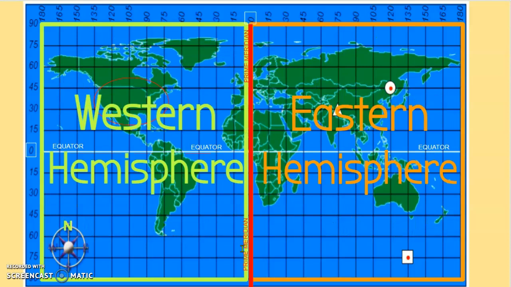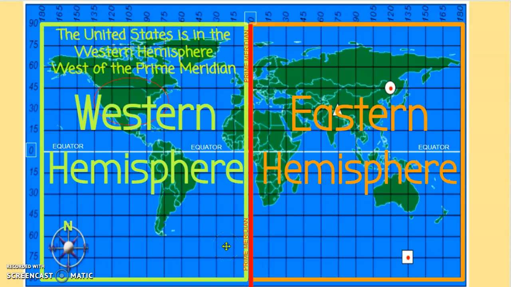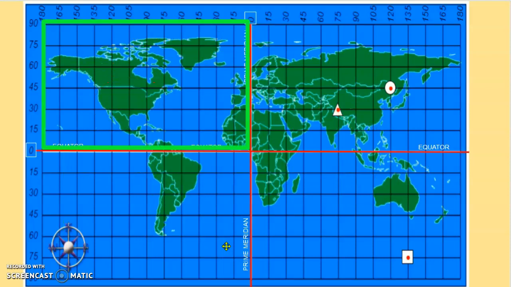And the prime meridian divides the Earth into hemispheres side by side or vertically. We have the western hemisphere and the eastern hemisphere. And there you see the United States is in the western hemisphere because we are west of the prime meridian. So the United States can be described two ways. We are in the northern hemisphere. We are in the western hemisphere. Or you could go one further and say we are in the northwestern hemisphere.